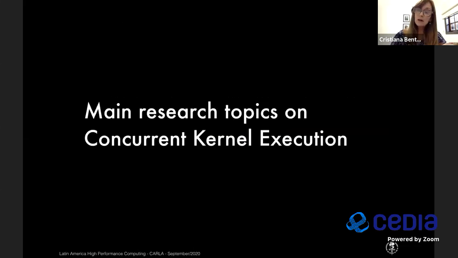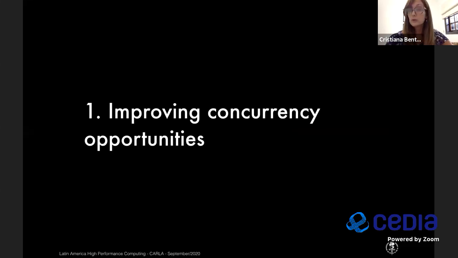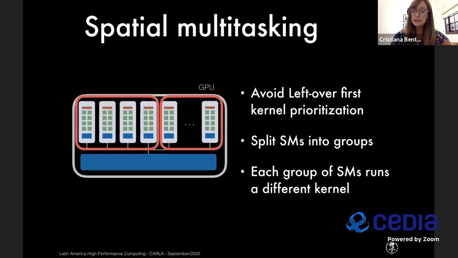So what I'd like to talk about now are the main research topics in this subject of concurrent kernel execution on GPUs. And I'll start talking about improving concurrency opportunities. One of the first studies in trying to improve concurrency opportunities proposed spatial multitasking. The idea was to avoid the leftover kernel prioritization and to split the streaming multiprocessors into groups. Each group of SMs runs a different kernel. It's a simple idea. It's just splitting the GPU into smaller GPUs, and each smaller GPU will run one kernel.